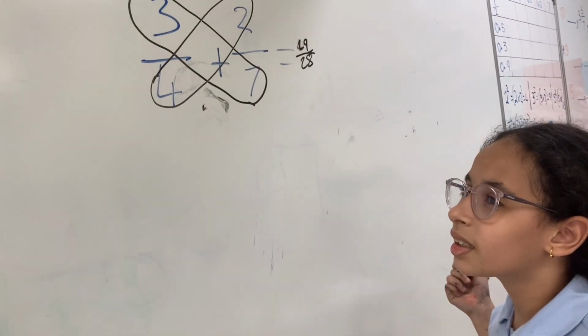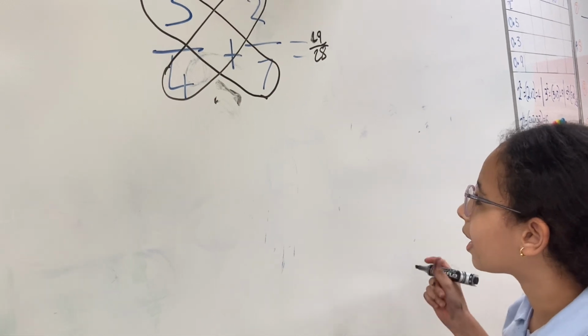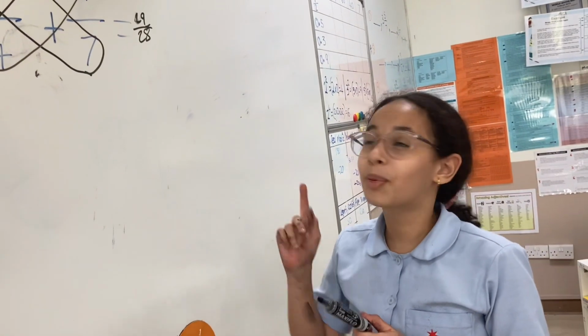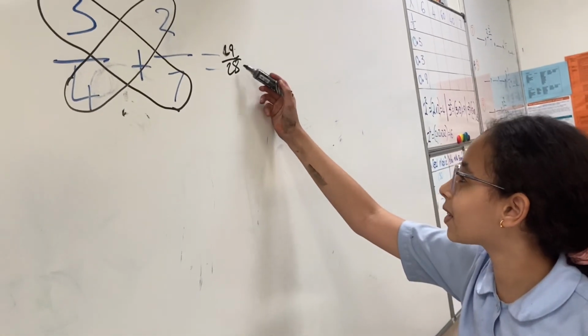What is it called again? Improper fraction. And what makes it an improper fraction? 29 is bigger than 28.